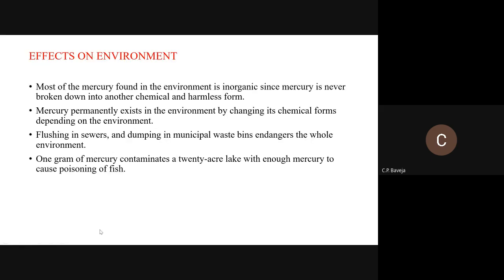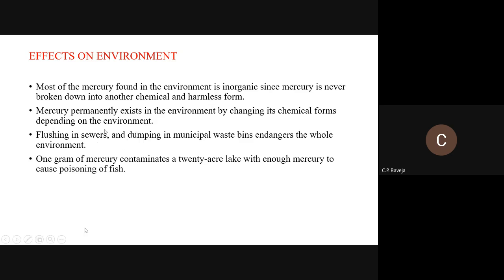Then what are the effects of mercury on the environment? Most of the mercury found in the environment is inorganic, since mercury is never broken down into another chemical and harmless form. So it has a lot of effect on the environment. Mercury permanently exists in the environment by changing its chemical form depending on the environment.